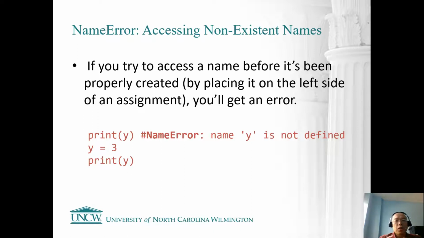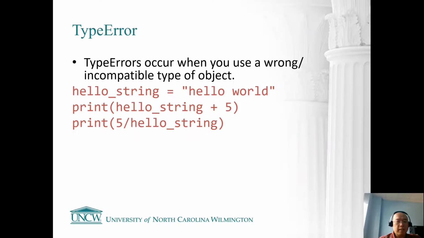Name error means you want to access a variable name, but this variable name is not defined yet. So if you want to print y as a variable name, but you haven't defined y yet, then you get a name error: name y is not defined. The next one, the type error.